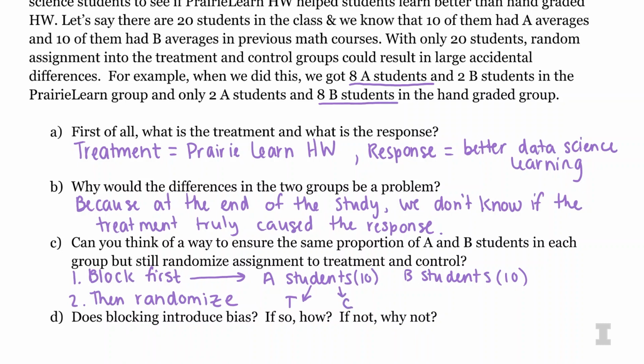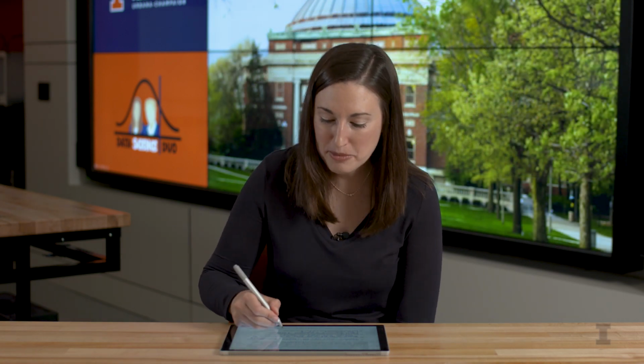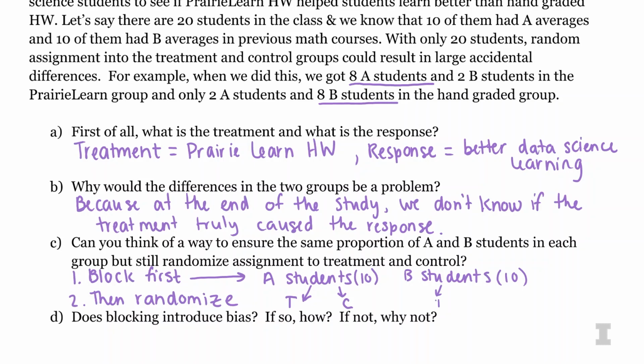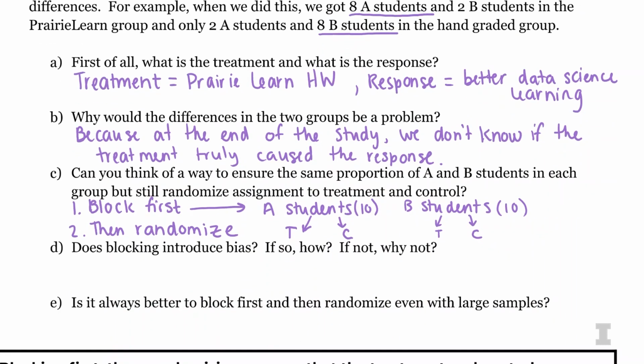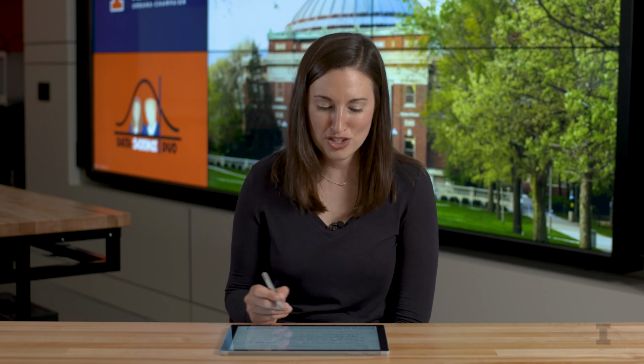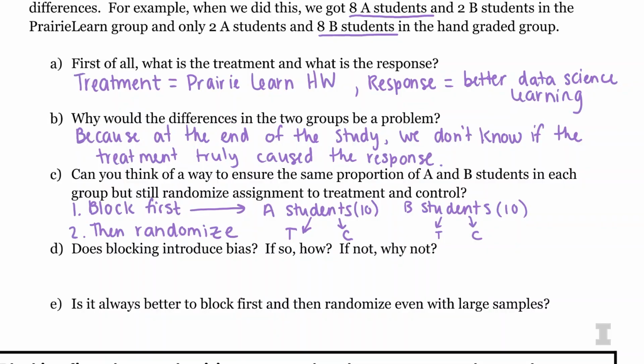So this ensures, we're still doing this randomly, but ensures we have half of the A students in treatment and half in control. And then I'm going to do the same thing with the B students. It's almost like I'm making it so that the groups are equal, but I'm still having that element of randomization. So the next question asks, does blocking introduce bias?